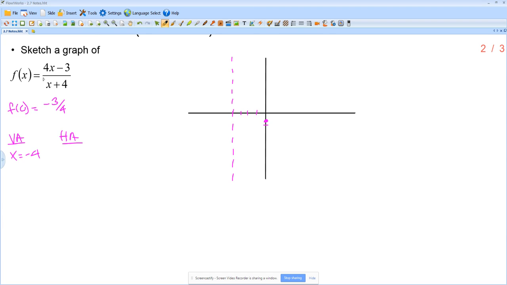Horizontal asymptote. Because the degrees of these are the same, you look at the ratio of the coefficients. So this will be y equals 4. So 1, 2, 3, 4, and there's my horizontal asymptote.